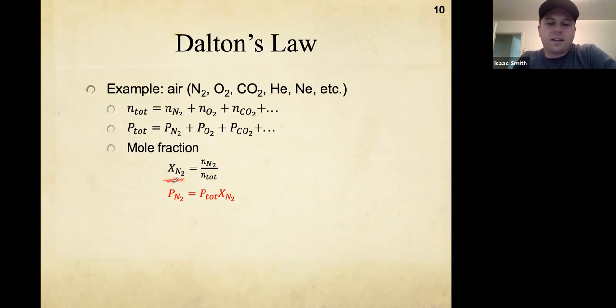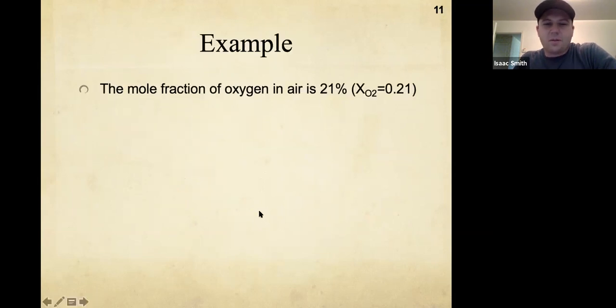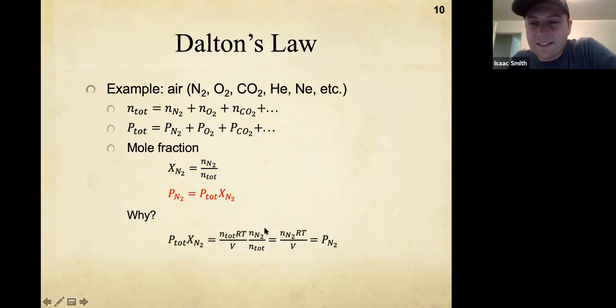So another way that we can rearrange Dalton's law is to say that the pressure of nitrogen is going to equal the total pressure times the mole fraction of nitrogen. I won't really go into the derivation on this, but we can. Don't worry about it too much. If you're interested, it's down here.